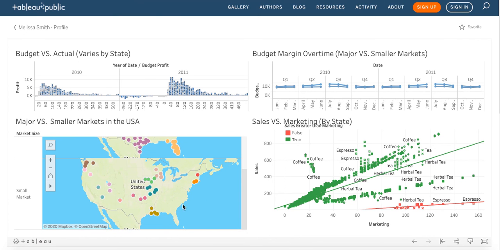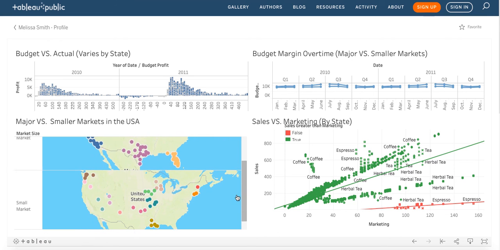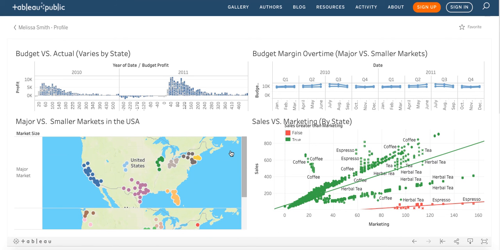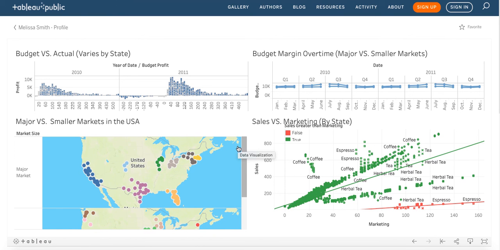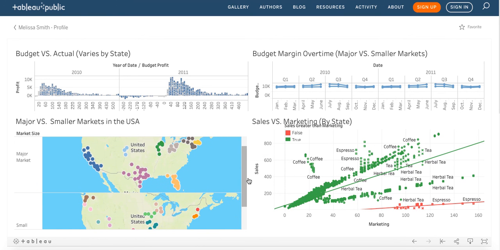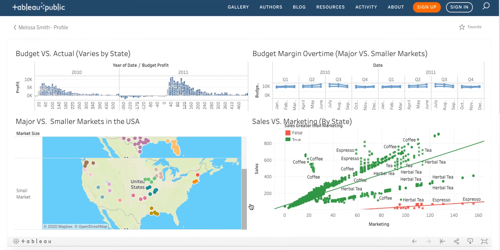none of the same colors are held within both the major market and the smaller market, which I found very weird. So no states basically consist of both major and smaller markets. I found that very weird after looking at this map that I created.